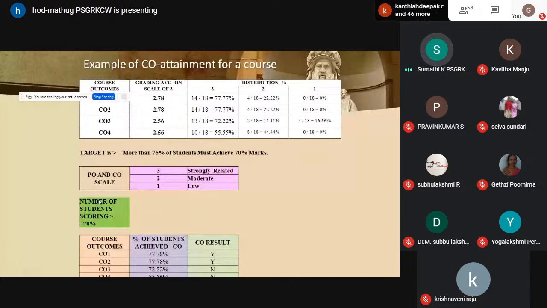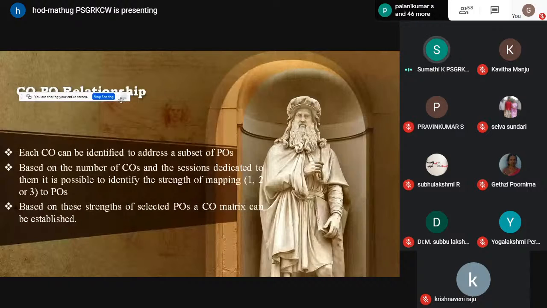What is the CO-PO relationship? What I'm going to do is to have a CO-PO relationship, course outcome and program outcome relationship. So each CO can be identified to address a subset of POs. The first thing you have to remember is, for each course I would have defined CO1, CO2, CO3, CO4, whereas for the entire program I have decided already PO1, PO2, PO3, etc. One is lifelong learning, the other one is soft skill, computer skills is PO2, and PO3 is being a team player, PO4 is something else. So like that I would have defined a set of POs, whereas course outcomes are course specific.